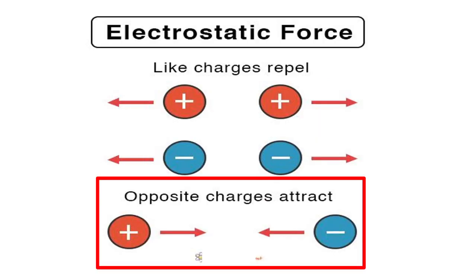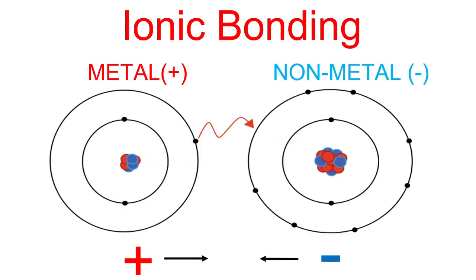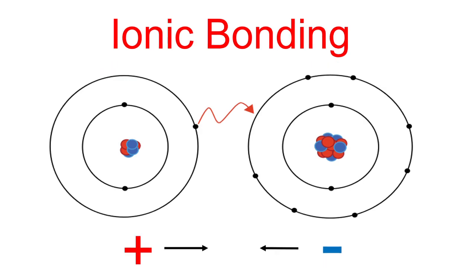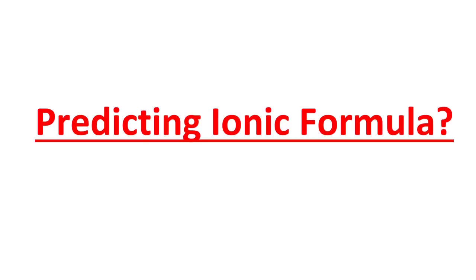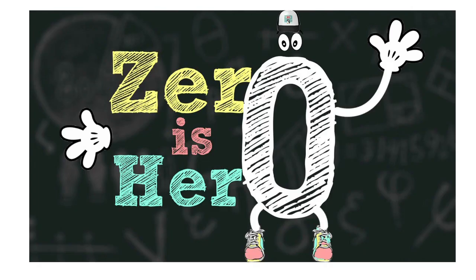Now, here's the key point with ionic bonding. Opposite charges attract each other. There's electrostatic attraction. So in general, a metal gives an electron to a non-metal, becoming positive and negative, and they attract each other. That's what ionic bonding is. So we're going to have a look here now at predicting ionic formulae.